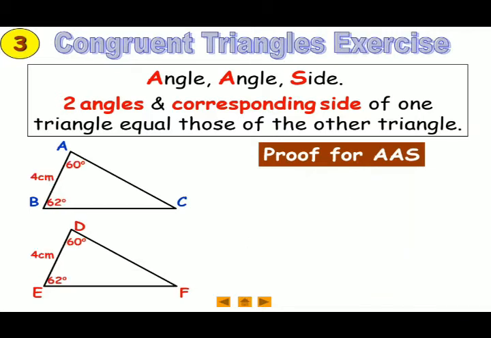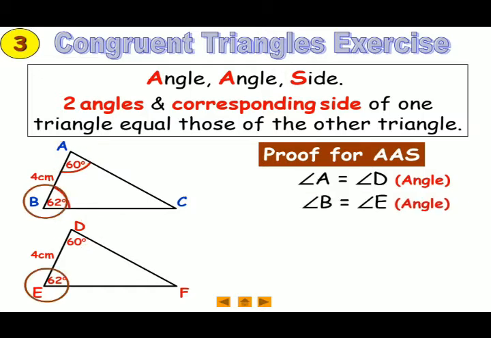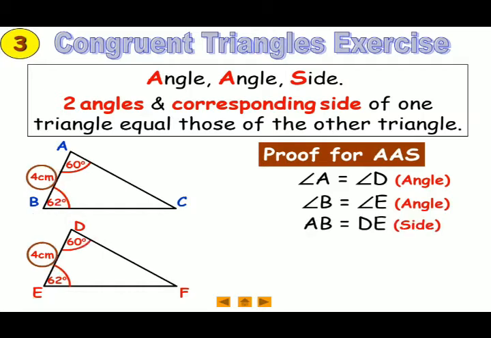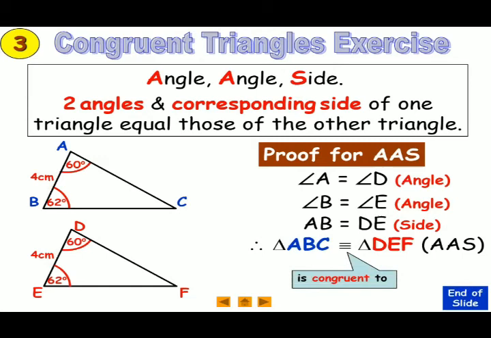Now here one exercise is there. Two triangles are given, ABC and DEF. In that, you can see two angles are given and one side is given. So which theorem will it be? It will be angle angle side. So first we will write down that angle A and angle D are equal. After that, angle B is equal to angle E. After that, AB is equal to DE. Both are sides. So by AAS congruence rule, triangle ABC is congruent to triangle DEF.